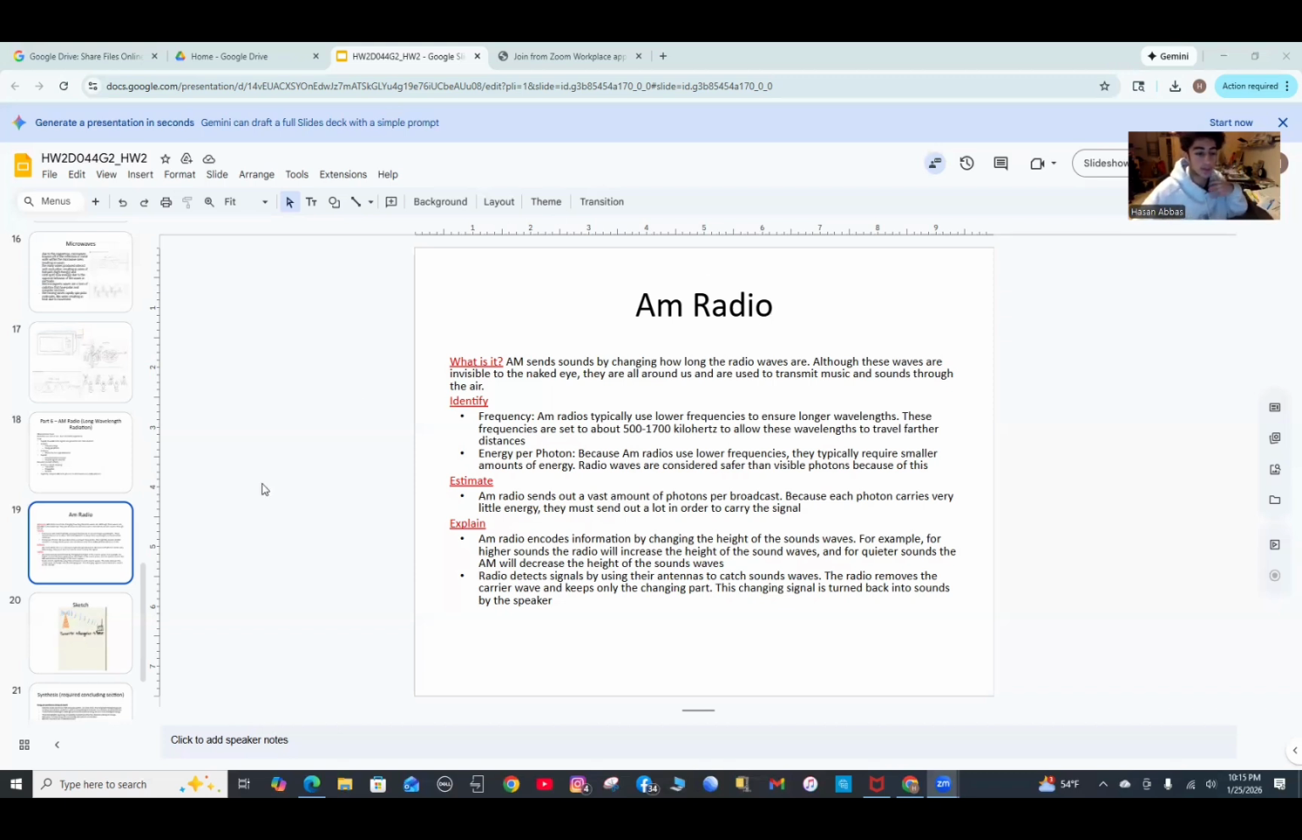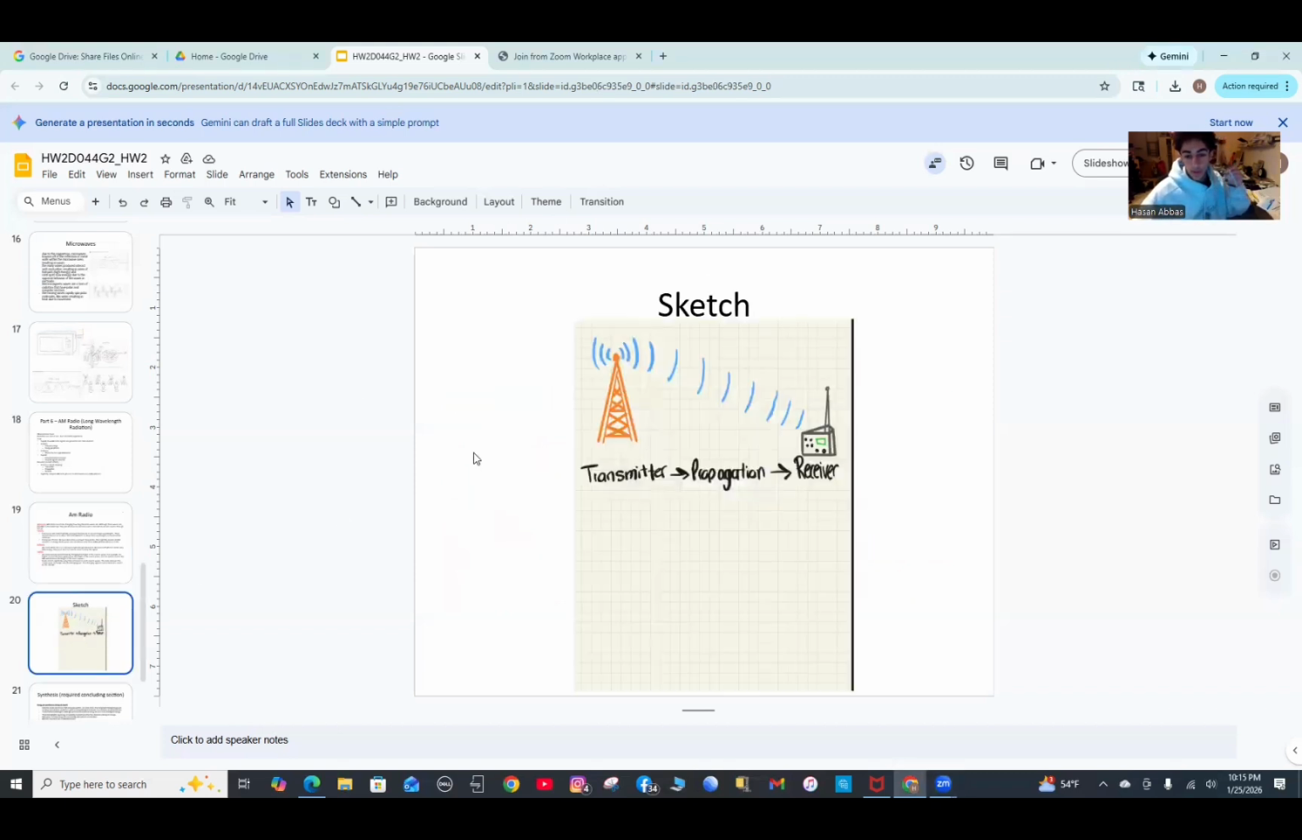And over here, I would like to show the sketch of an AM radio. Over here is the transmitter, and you can see the blue lines right here transmitting its signal over however far the distance is to the receiver. And the receiver up over here is catching it with its antenna. This is the transmission, the transmitter over here, and then this will be the propagation. Thank you for listening to this recording.